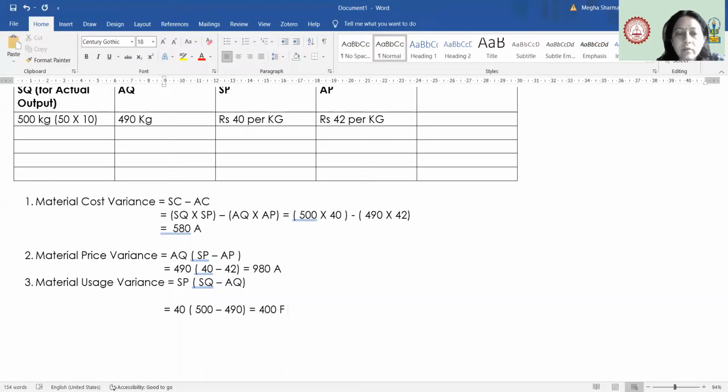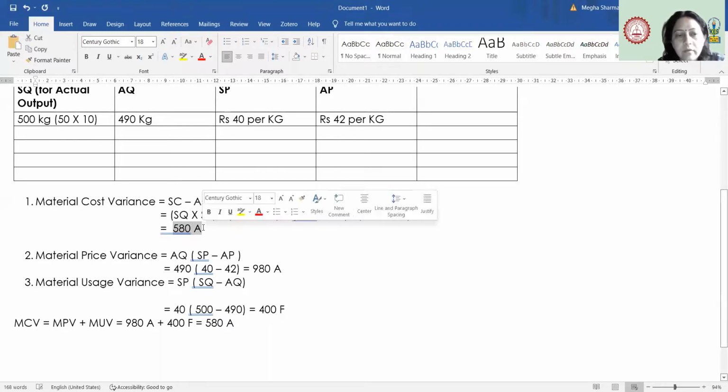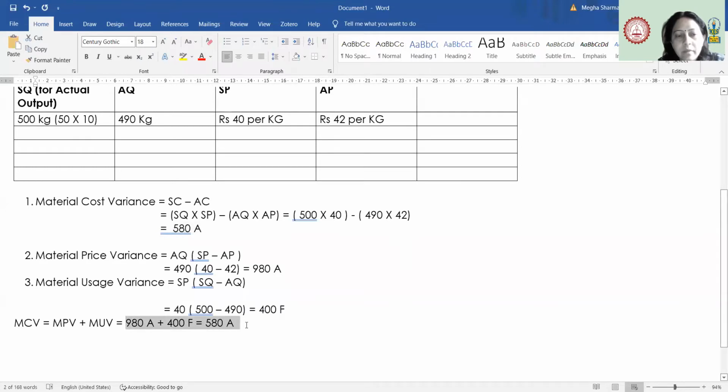Right. Now whatever we have calculated, we can cross check it. जो हमने calculate किया, cross check आप लोग कर सकते हैं. We know that material cost variance is equivalent to what? Material price variance plus your material uses variance, right? Material price variance is how much? 980, and that is adverse, right? And material uses variance is how much? 400, that is favorable. So what will be your resultant? That is 580 adverse. Is it clear? Yes, ma'am. Right. Whatever we have calculated, हमने देखिए 580 adverse calculate किया, and as per the material price variance and uses variance we have calculated, it is also 580 adverse.